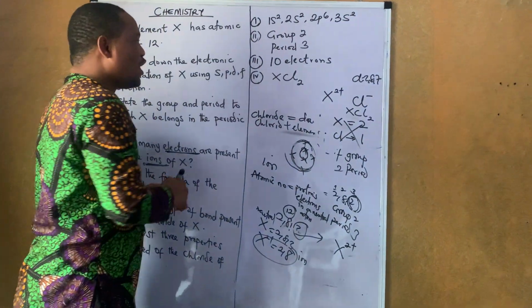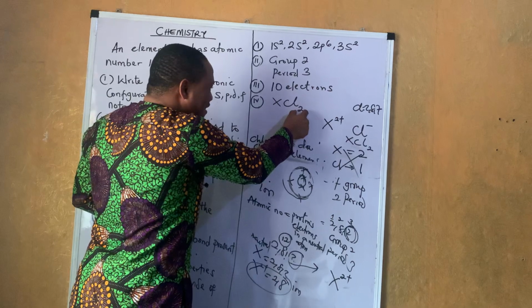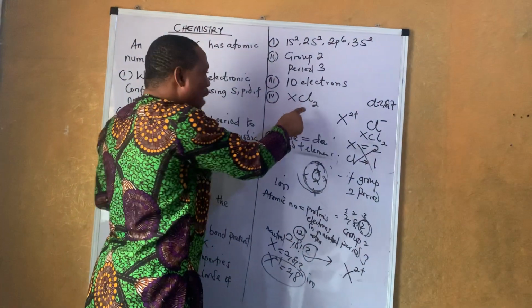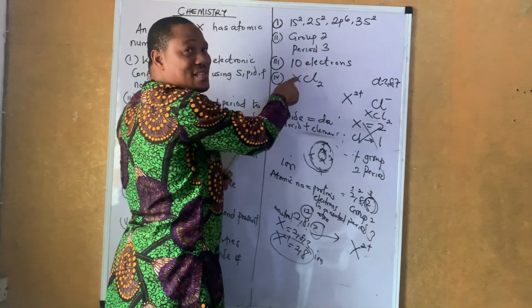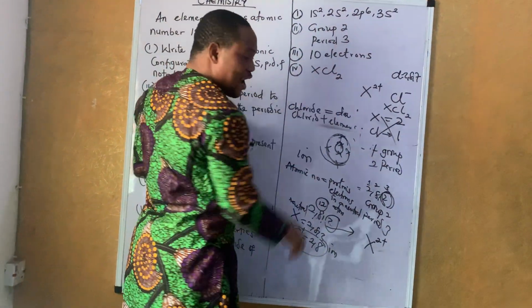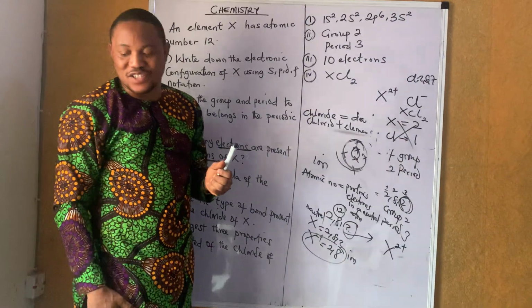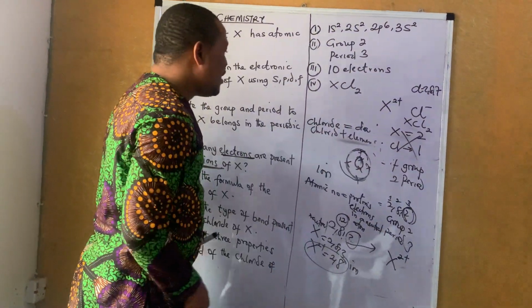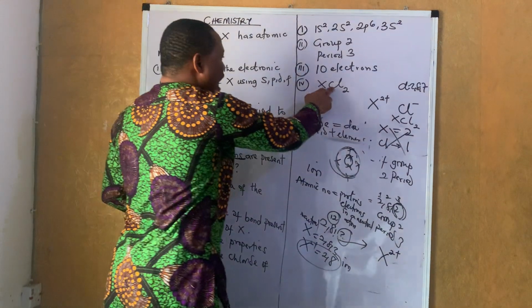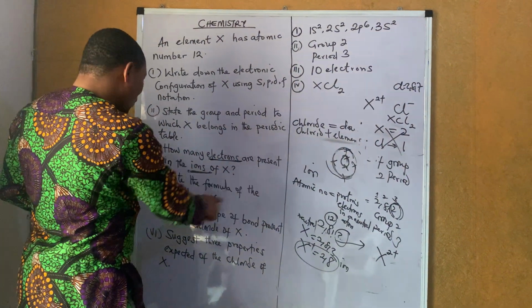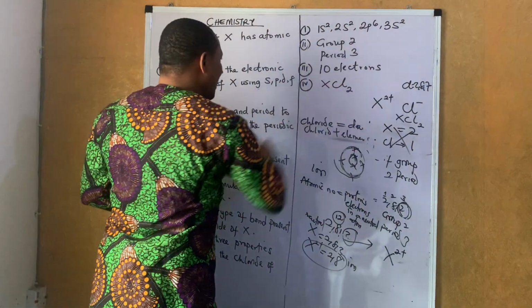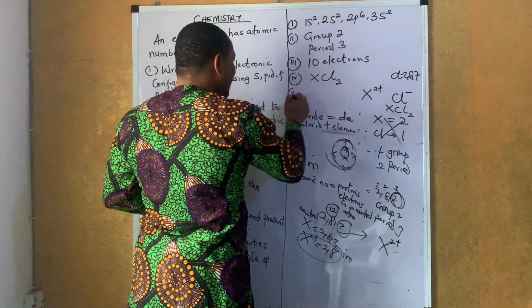Anybody that sees this will know that it is X that has this very particular 2. Why is chlorine having 1? That's why this one is not carrying any subscript that you are seeing. Okay, so the formula of the chloride of X is going to be XCl2. So write the formula of the chloride of X. This will be it. So let's go to number 5.